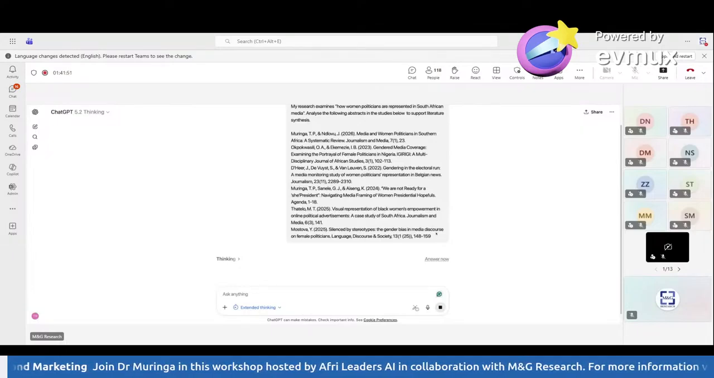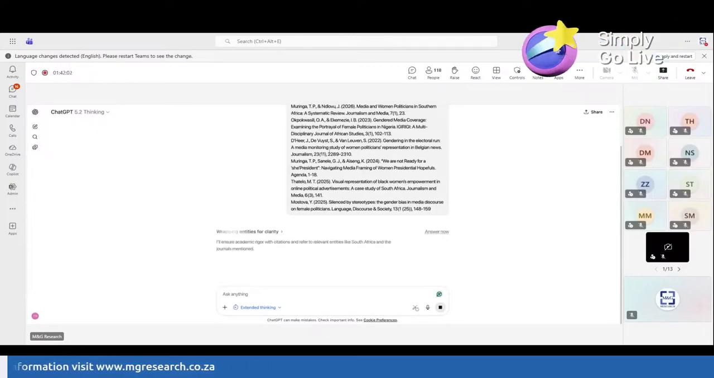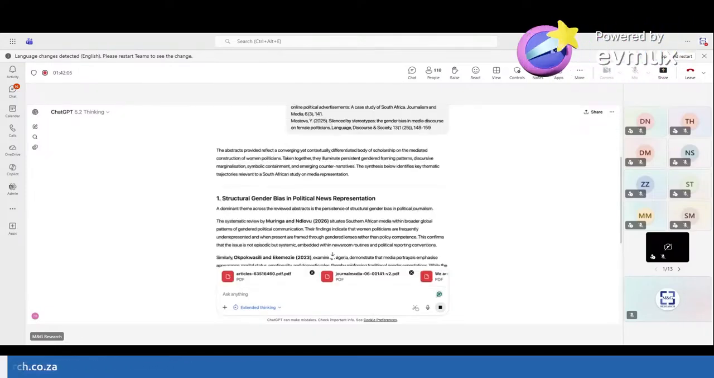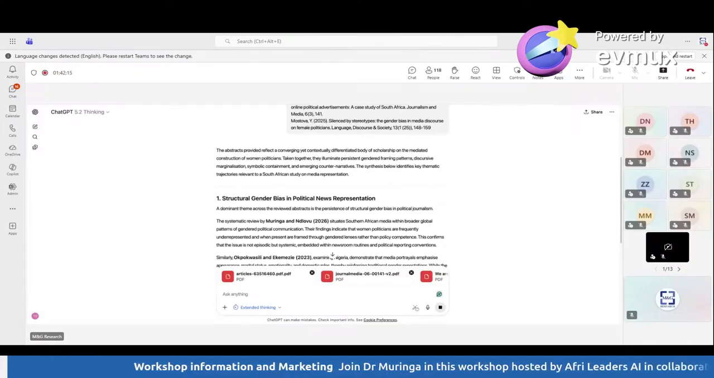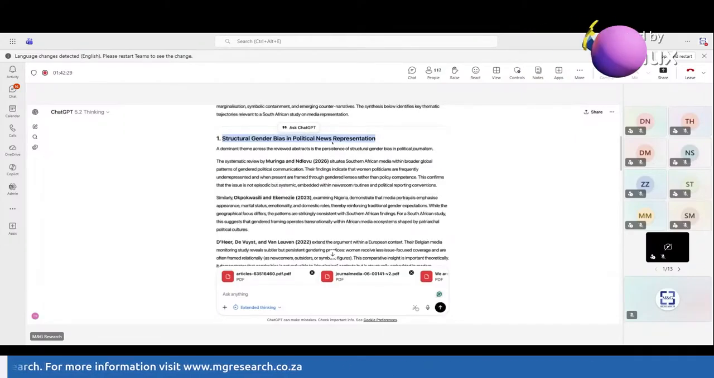So it says the abstracts provided reflect a converging yet contextually differentiated body of scholarship on the mediated construction of women politicians. Taken together, they illuminate persistent gender framing patterns, discursive marginalization, symbolic containment, and emerging counter narratives, right? The synthesis below identifies the key thematic trajectories relevant to South African studies. Right now, it's giving me structural gender bias in political news representation. That becomes a theme, a dominant theme across the studies.